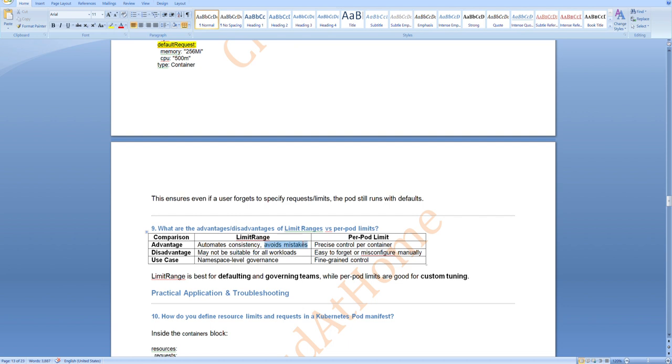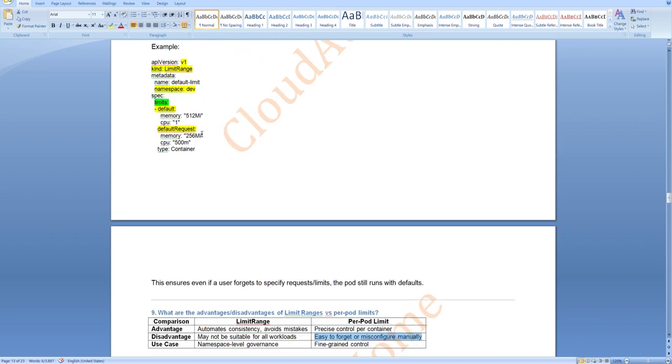Automates consistency, avoids mistakes, precise control per container. Disadvantages: maybe not suitable for all workloads, and it is easy to forget and misconfigure. This is important, right? Maybe when you are configuring at a pod level, you are missing it for each pod when you are declaring, or under the deployment, you might miss the resource and limit.